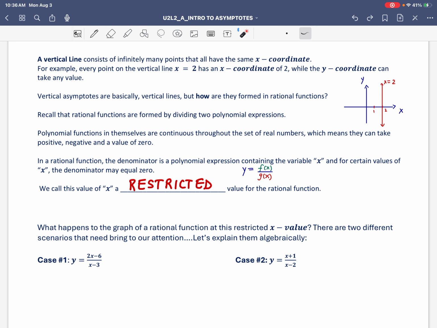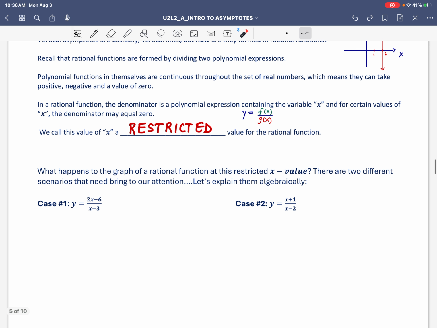Now, what happens to the graph of a rational function at a restricted value? There are two possible situations. In this lesson, we'll examine both cases and explain them algebraically. Case number 1: y equals (2x minus 6) over (x minus 3).